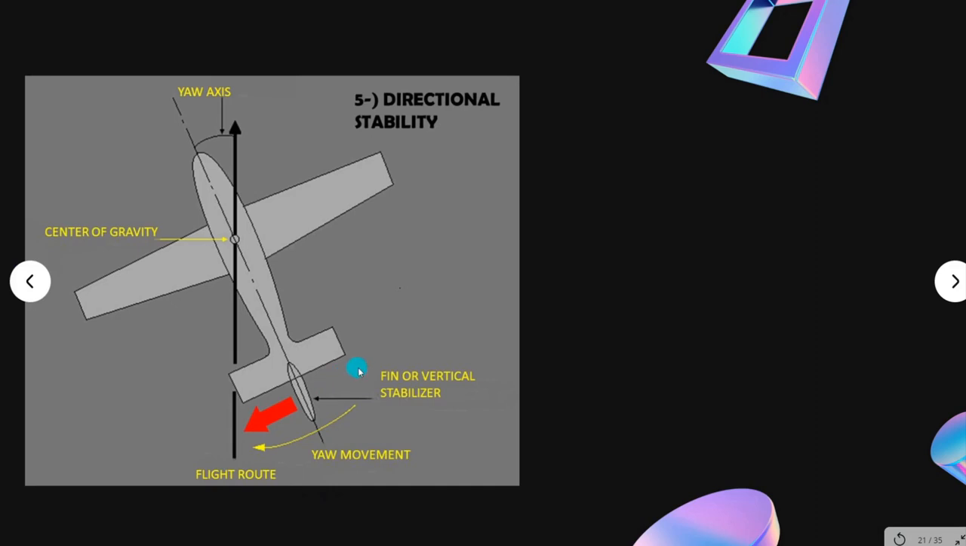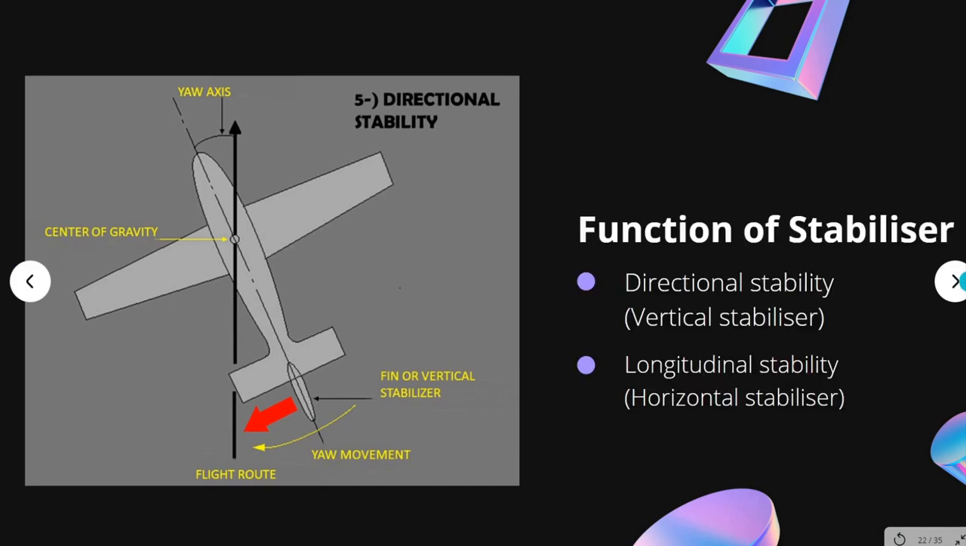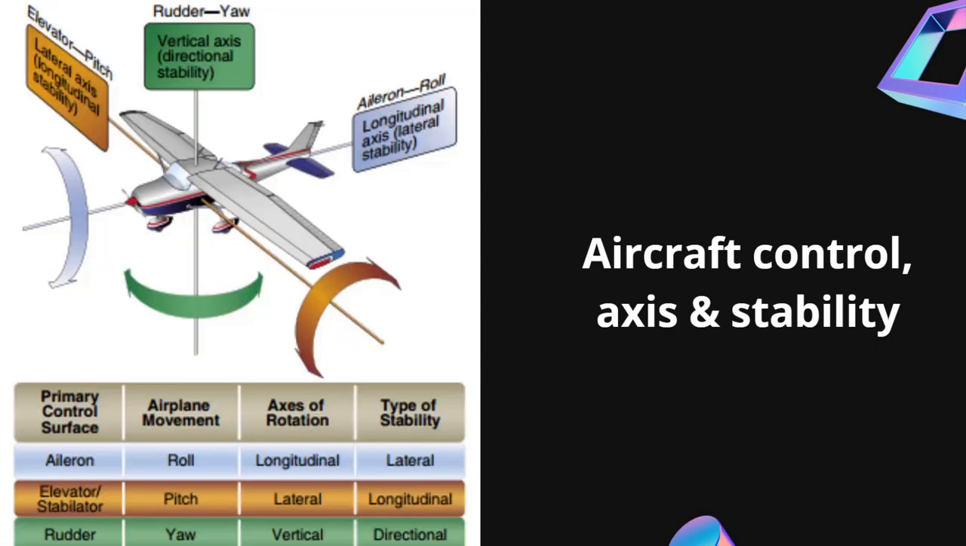In a very similar fashion, the horizontal stabilizer also stabilizes the pitching axis of the aircraft, right? So the function of the vertical stabilizer is to provide directional stability, and the function of the horizontal stabilizer is to provide longitudinal stability. To summarize all the controls of the aircraft and stability, I will show you a chart, so that it will be very easy to understand.